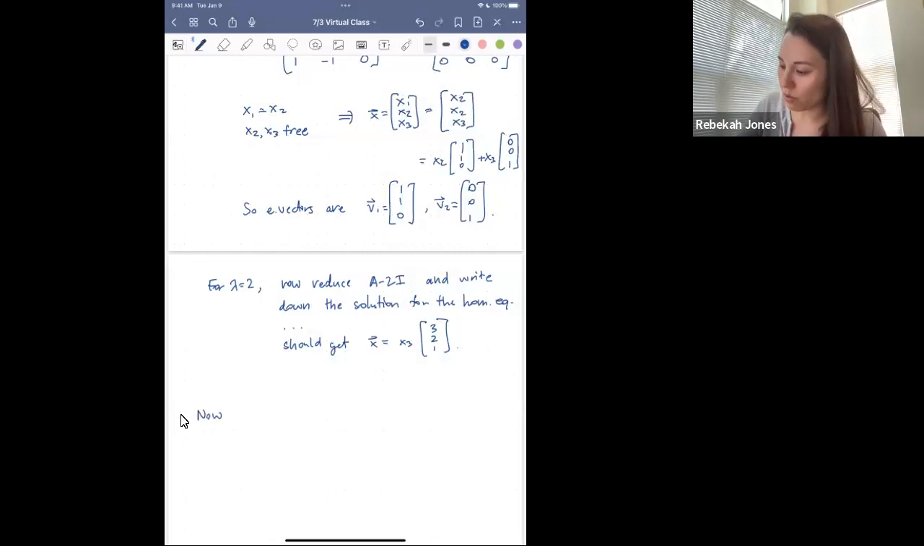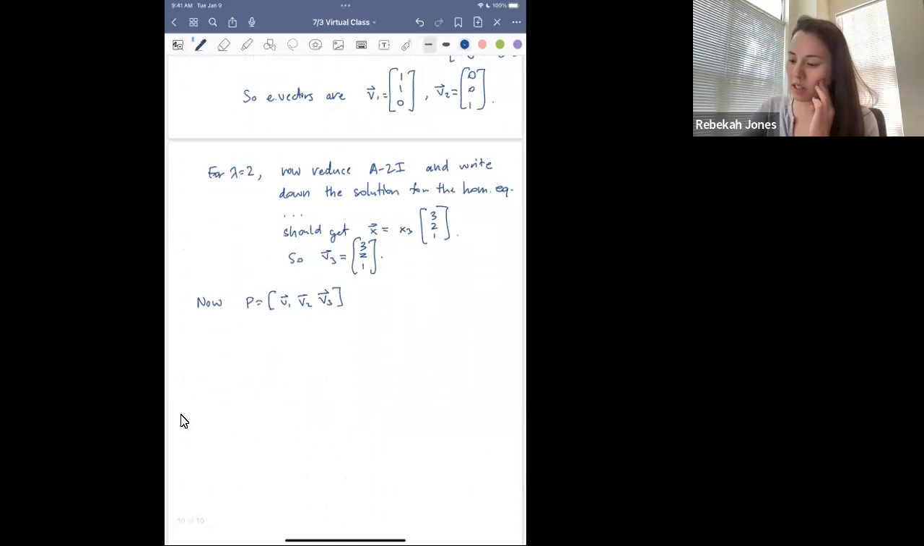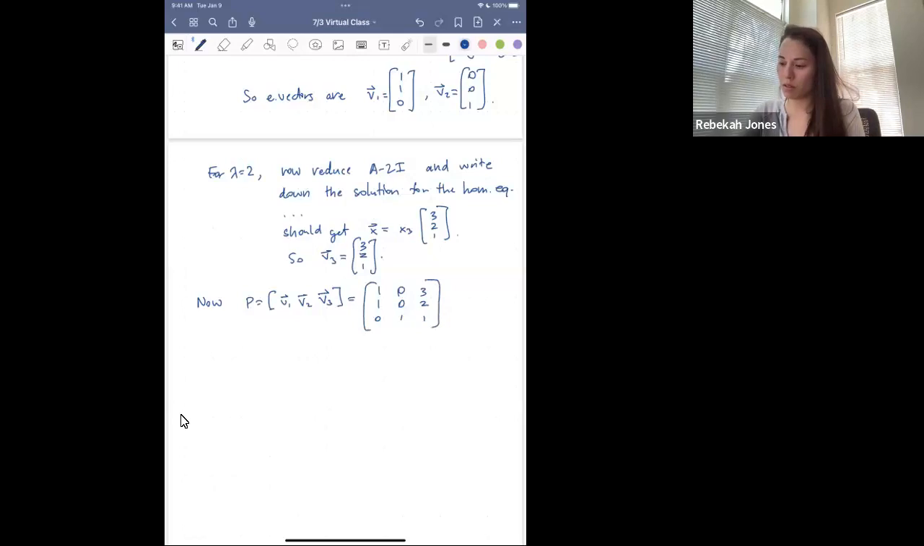Now we just form, just to get everything in the same notation, right? So we're taking V3 to be that vector (3, 2, 1), and then P we form by having the columns V1, V2, V3, okay? And plugging those in, what we'll have is this matrix. Okay, that's a 0.